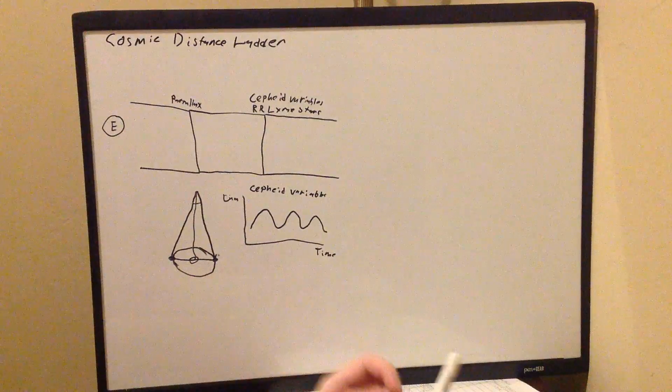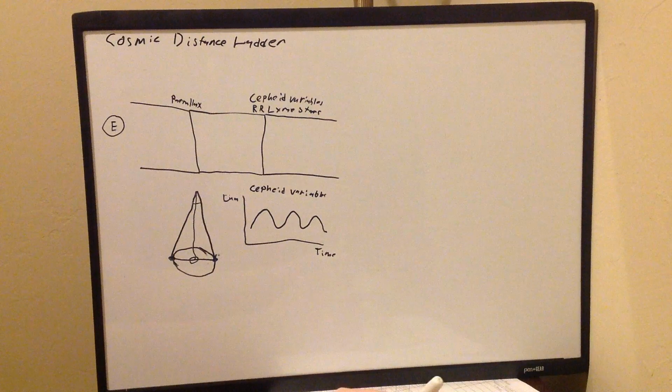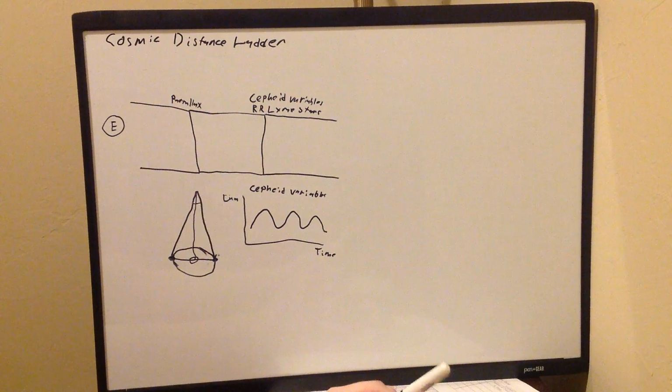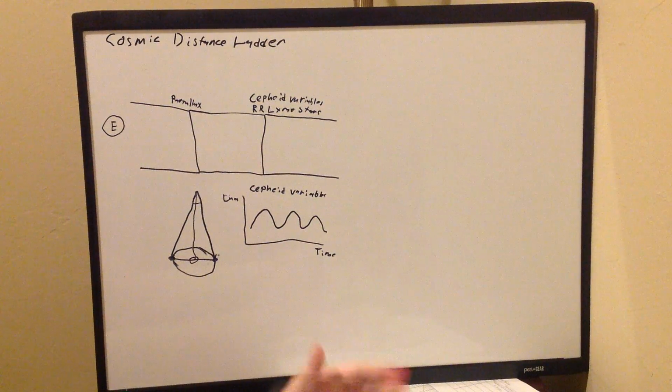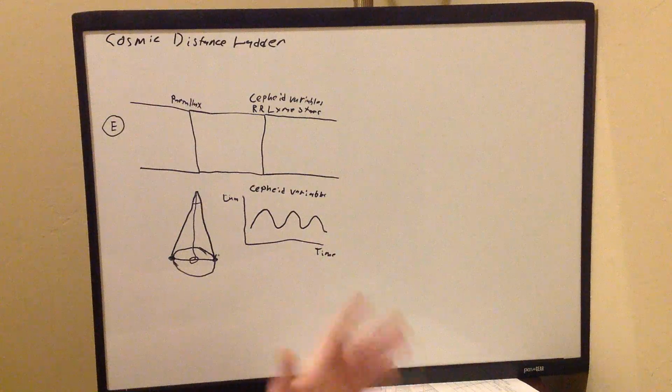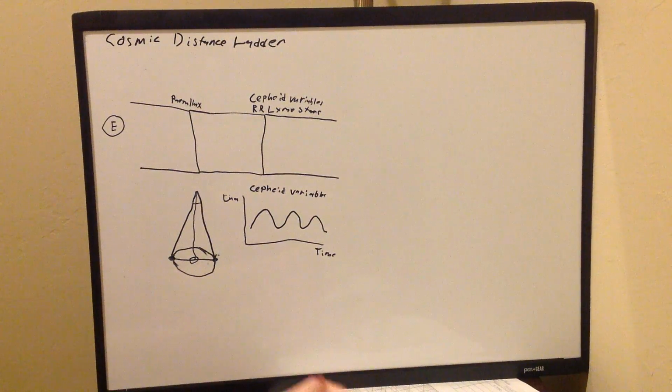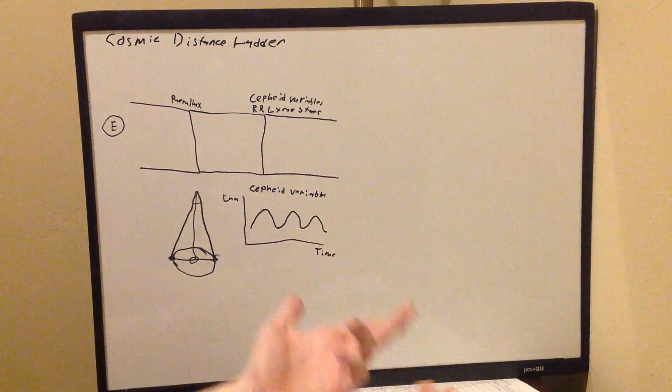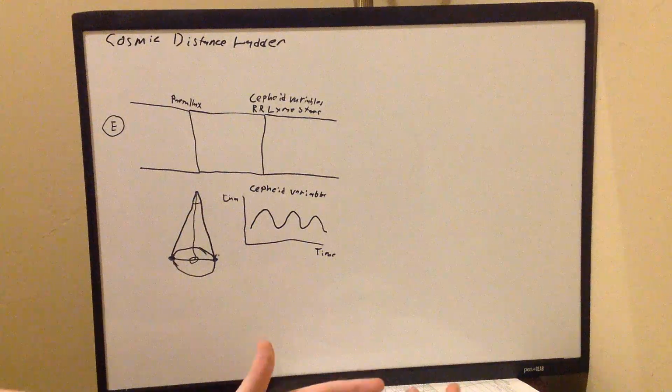RR Lyrae stars are similar, except that RR Lyrae stars just pretty much always have the same brightness. So if we find an RR Lyrae star, we know how bright it should be, we can compare it to how bright it appears to be to us, and use the difference to say, okay, that difference must be due to the distance away it is, and then we can figure out how far away it is.